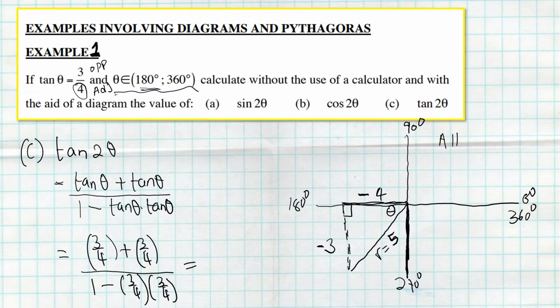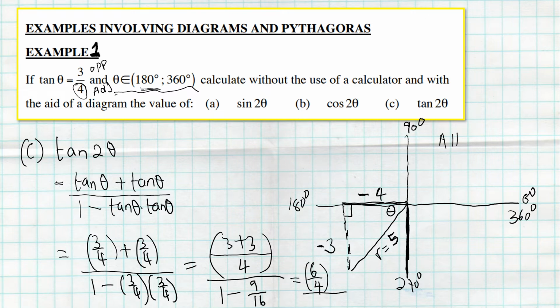So 3 over 4 plus 3 over 4, if we take the lowest common denominator 4, will be 3 plus 3 over 4. Then under there it's 1 minus 3 times 3 is 9 over 4 times 4 is 16. Okay, let me try to simplify this. 6 over 4 divided by, if I take a lowest common denominator of 16, I'll be left with 16 minus 9 there.